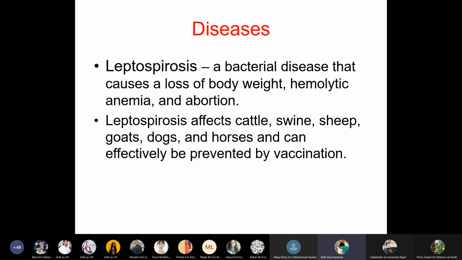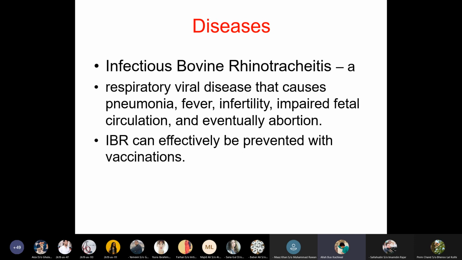Leptospirosis is a bacterial disease that causes loss of body weight, hemolytic anemia, and abortion. Leptospirosis affects cattle, swine, sheep, goats, dogs, and horses and can effectively be prevented by vaccination. Infectious bovine rhinotracheitis is a respiratory viral disease that causes pneumonia, fever, infertility, impaired fetal circulation, and eventually abortion. Infectious bovine rhinotracheitis can effectively be prevented via vaccination.